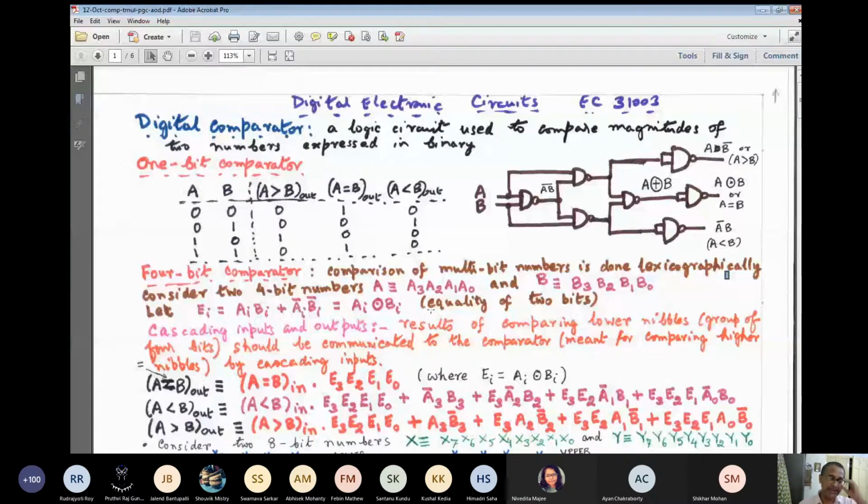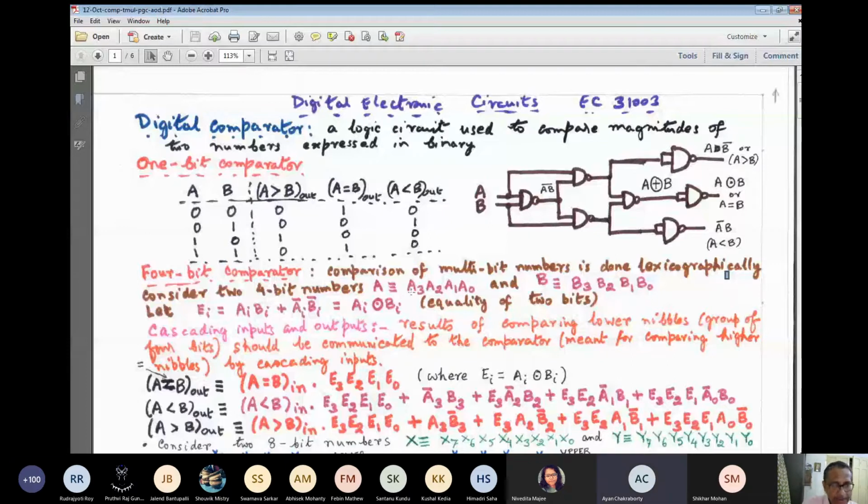So now we make a decision that, in the order of significance, A3 and B3 have the highest order of all the remaining bits. Then as A3 is greater than B3, we conclude that the number A is greater than B. Okay, 1000. Now we extend it. Suppose we go from 4 bit to 8 bit. How do we do that? Now we discuss. So this is called the lexicographic way of comparing two multi-bit numbers.